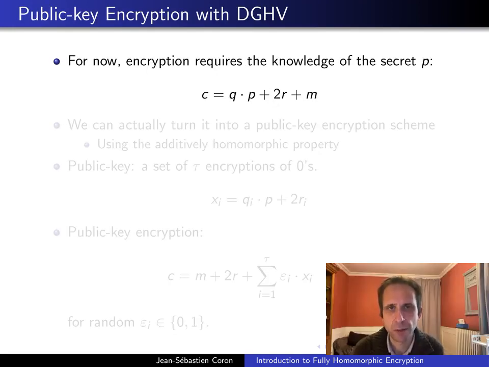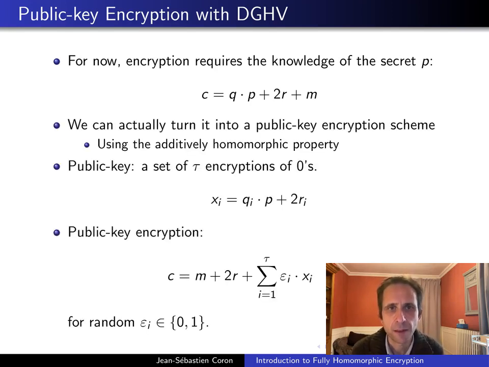So for now, we have described only a symmetric key encryption scheme, where to produce a ciphertext C, we must know the private key P. But it's easy actually to transform it into a public key encryption scheme, and for this we are going to use the additive homomorphic property.